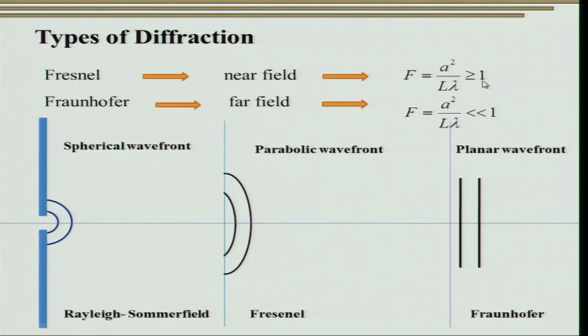to 1, where a is the size of the aperture and L is the distance between the aperture and the image plane. Having said that, what we are going to mostly deal with is the Fraunhofer diffraction, in which the wavefront, which started as spherical then became parabolic, at very large L essentially becomes planar, and this is what we are going to deal with mostly during the course of X-ray diffraction.